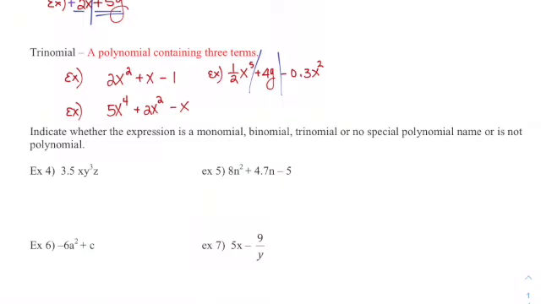Based on the information I just gave you, please try examples 4 through 7 and see if you get the same answers I do. Name what kind of polynomial it is: monomial, binomial, trinomial, or no special polynomial name, or not even a polynomial here. Okay, and please pause your video and then you can check your answers after you're done.